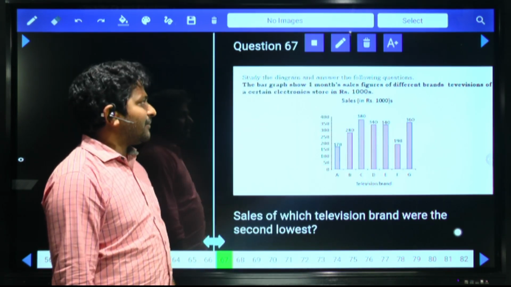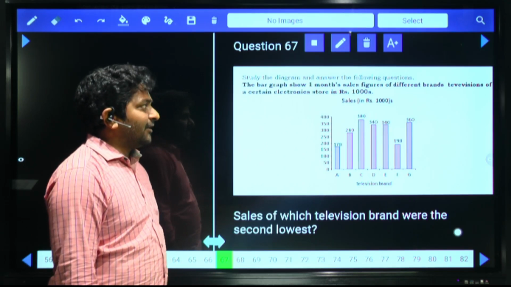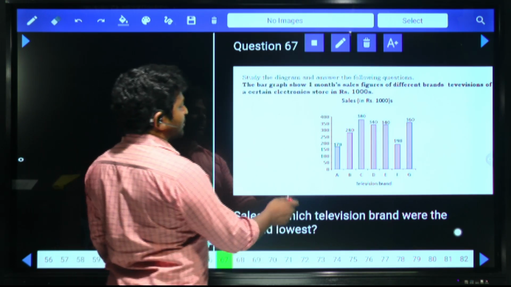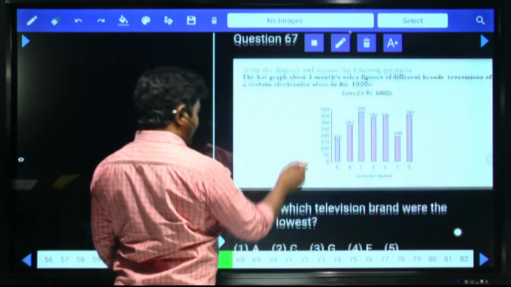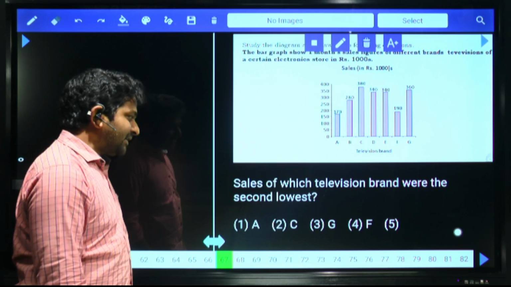So what is this data about? The bar graph shows 1 month's sales figures of different brands of televisions at certain electronic stores in 1000 rupees. So every detail is in thousands. Okay. Now the sales of which television brand were the second lowest?